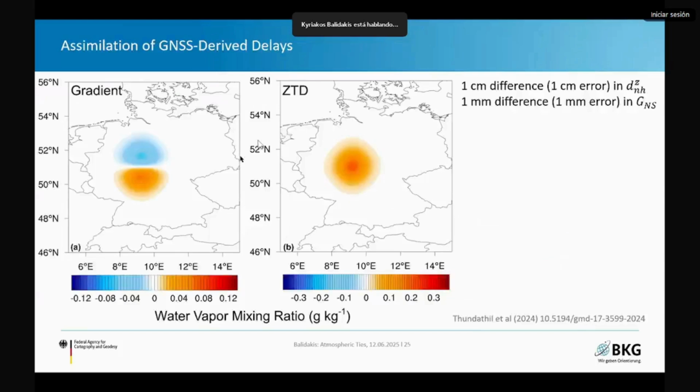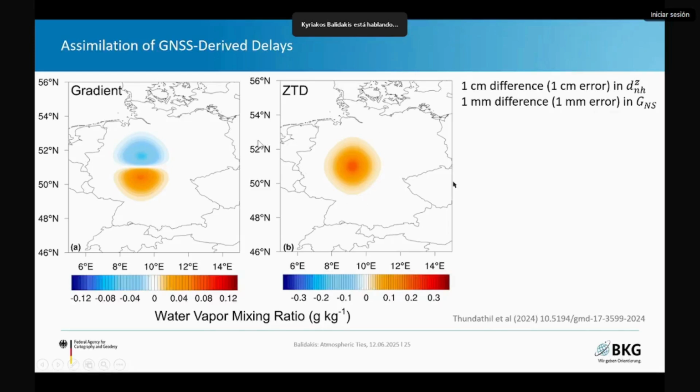A colleague from GFZ recently published an article about the assimilation of GNSS delays. If you put just one zenith delay observation and one gradient observation in the numerical weather model, you see the impact it has.